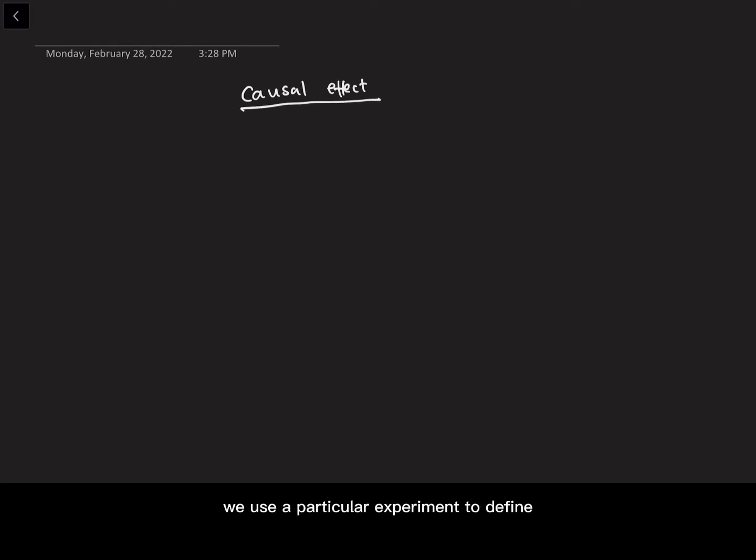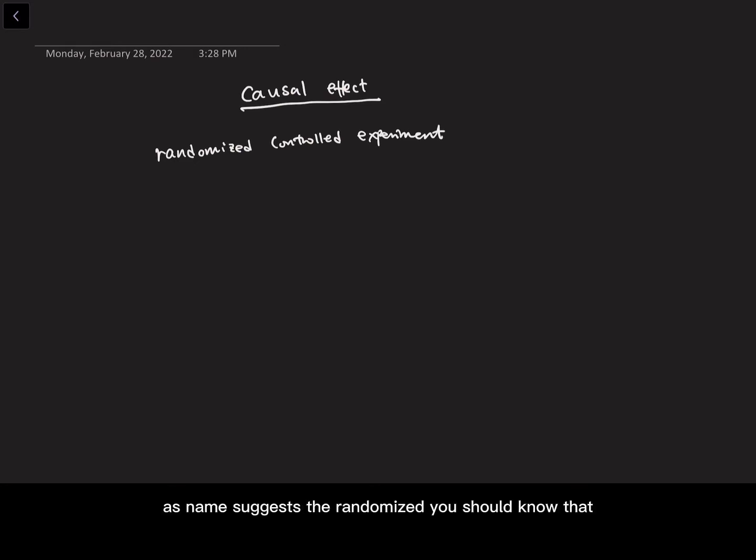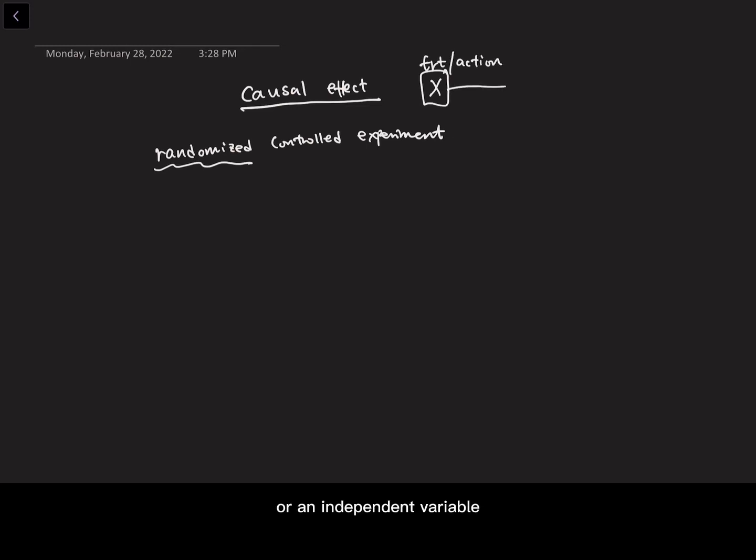So you should know that we use a particular experiment to define causal effect. This experiment is called a randomized controlled experiment. The name of the experiment doesn't matter, but as the name suggests, randomized, you want to find a causal relationship between X and Y. X is an action, or we call it a treatment, or an independent variable, and whether X causes Y, and this Y is the dependent variable or outcome variable.